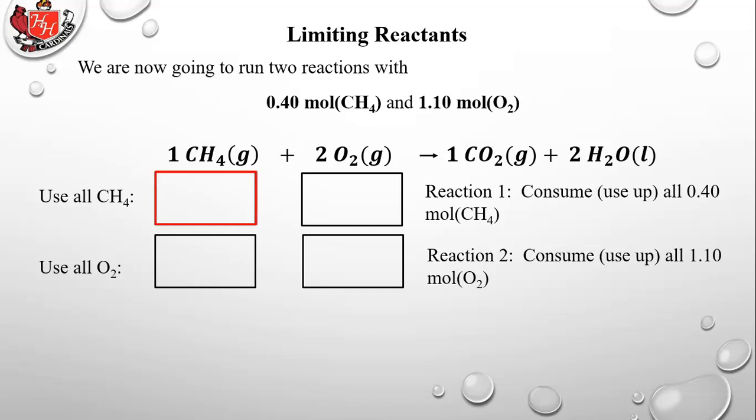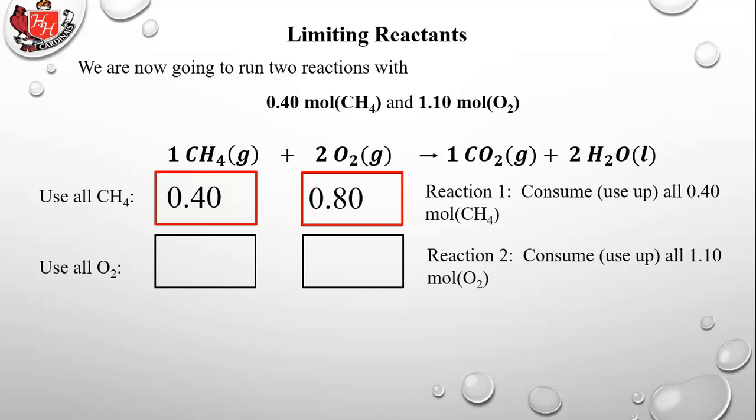So we're going to go ahead and place the numbers in. So when we use all the CH4, well, how much do we have? We have 0.4 moles. So we're going to put that in that box. Now you have to do a little calculation. You need 2 moles of O2 for every 1 mole of CH4. That's what the chemical equation tells us. So what is 2 times 0.4? What amount of O2 would that be? And that would be 0.8 moles of O2. Twice as many moles of O2 as moles of CH4.